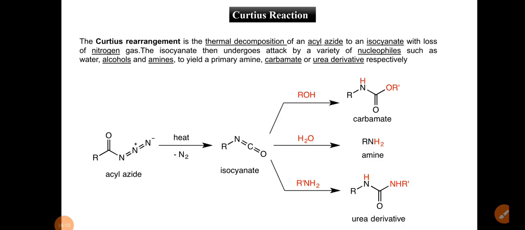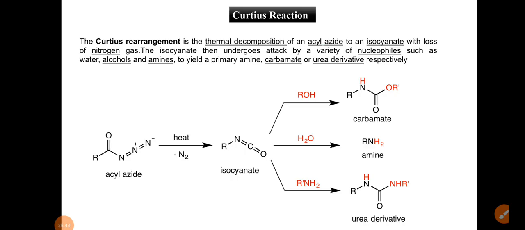Next reaction, the Curtius reaction. The Curtius reaction is the thermal decomposition of an acyl azide to an isocyanate with loss of nitrogen gas. The isocyanate then undergoes attack by a variety of nucleophiles such as water, alcohol and amines to yield a primary amine, carbamate and urea derivative respectively. Okay, just see the diagram of this reaction. The acyl azide is converted into the isocyanate by heat, and the nitrogen molecule is removed in the first step. But how is that acyl azide formed, guys?